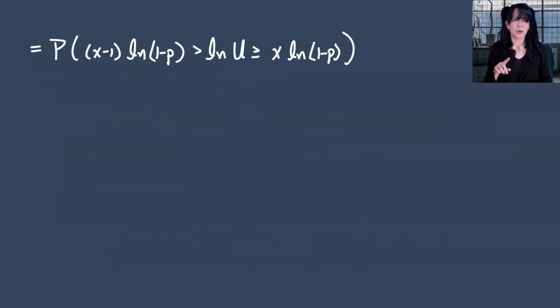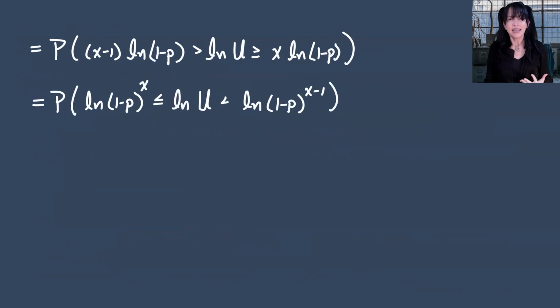In the next line, I am going to reorder this. I'm just going to put this on the left and this on the right, so the inequalities are going in a nicer direction, but I'm also going to use the fact that the log of x to the a is a times the log of x. In other words, these coefficients in front can go up and be powers on the 1 minus p. So we get that this is equal to the probability that the natural log of (1 minus p) to the x is less than or equal to the natural log of U, which is strictly less than, and the strict inequality is not really important here because everything's continuous, the natural log of (1 minus p) raised to the x minus 1.